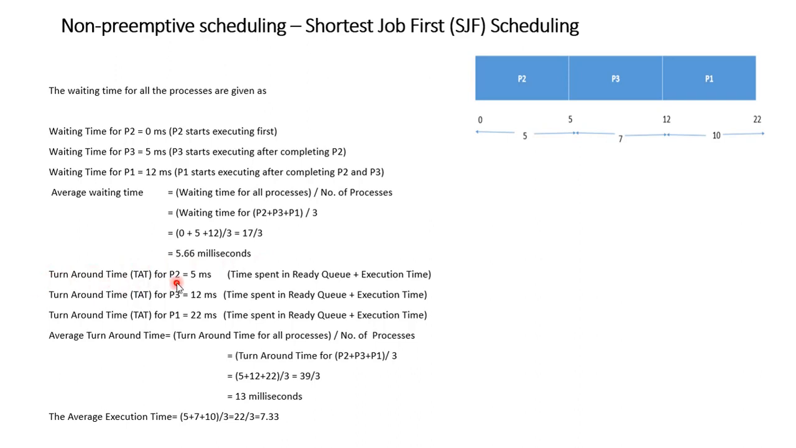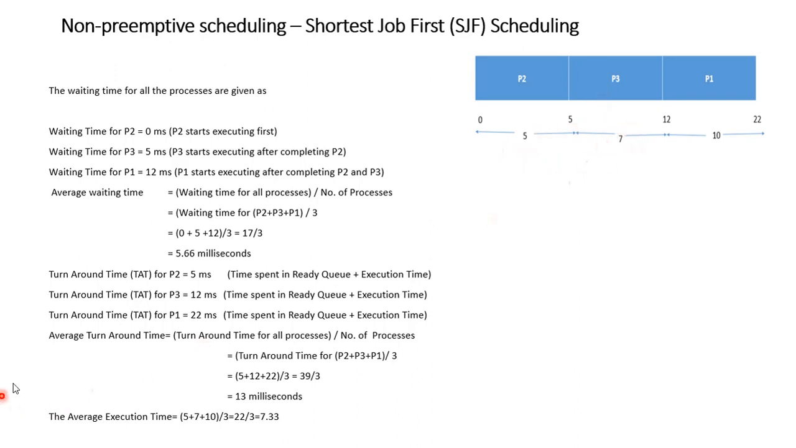Turnaround time for P2 is 5 milliseconds, that is time spent in the ready queue plus the execution time. For the P2 process, the time spent in the ready queue is 0 plus the execution time of the process is 5. Turnaround time for process P3 is 12 millisecond. Again, that is the time spent in the ready queue, which is 5, and then the execution time of P3 is 7.